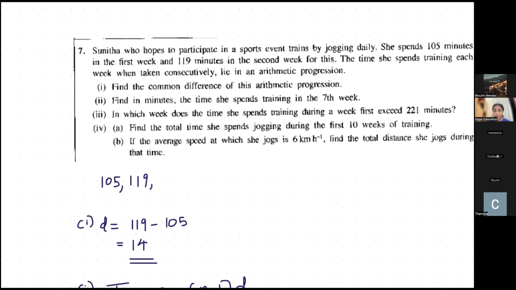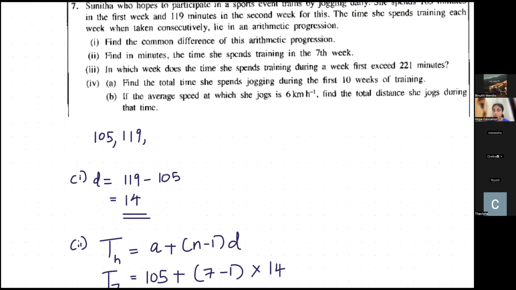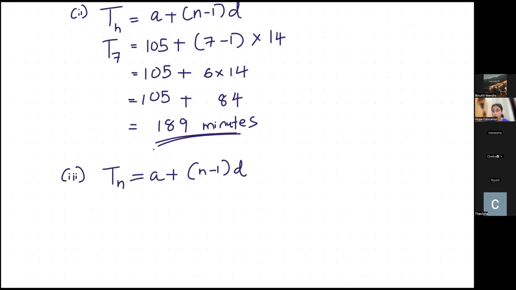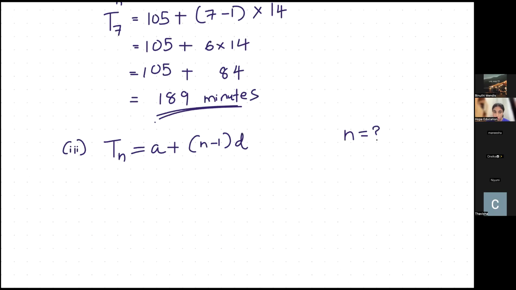So we know Tn equals a plus n minus 1 d. We don't know which week it is. That is what we have to find. In which week? That means we have to find n here. N is the term, so the term means which week? That is what we have to find. So the training minutes must be more than 221 minutes. That means Tn is 221. The training time must exceed 221.